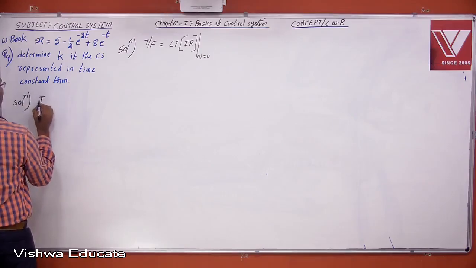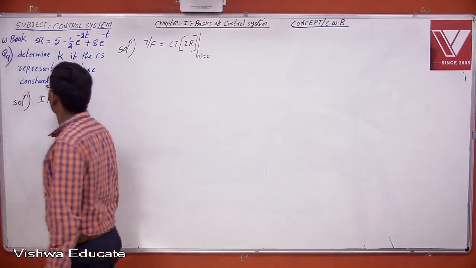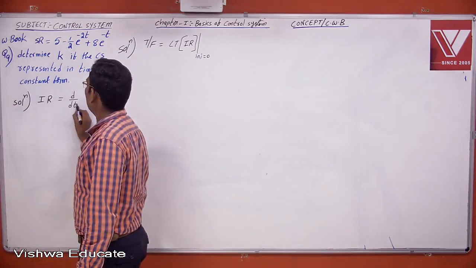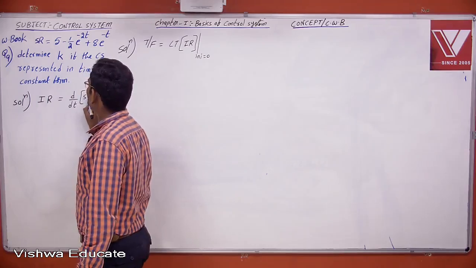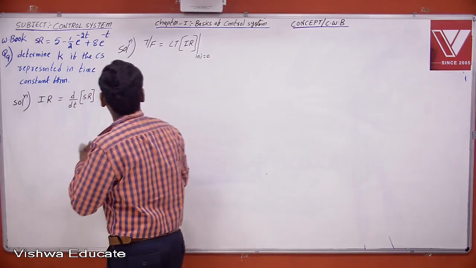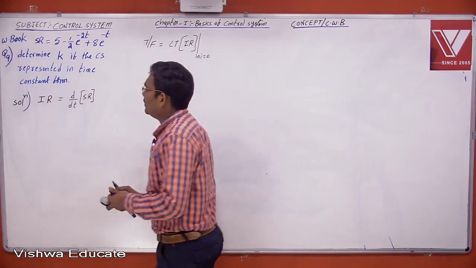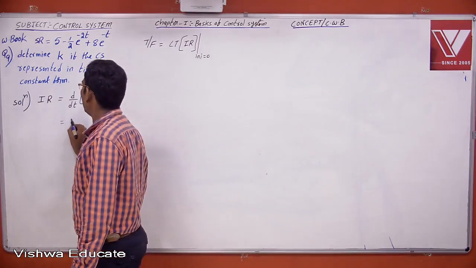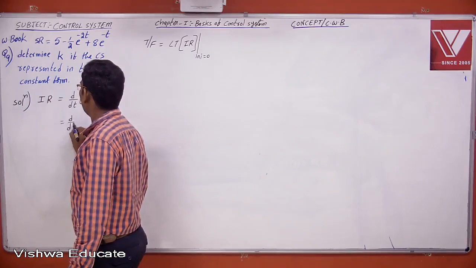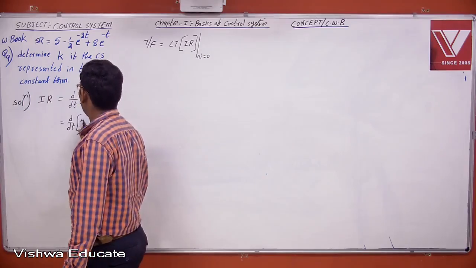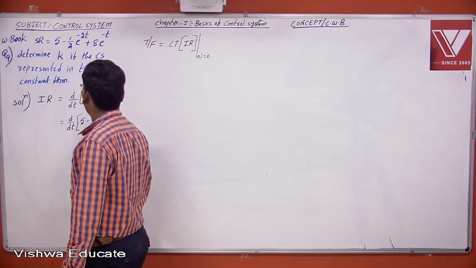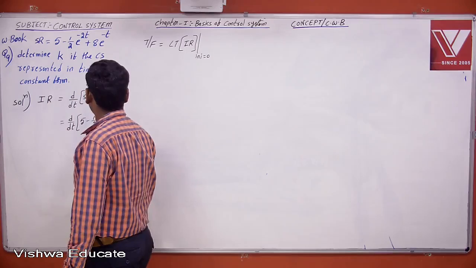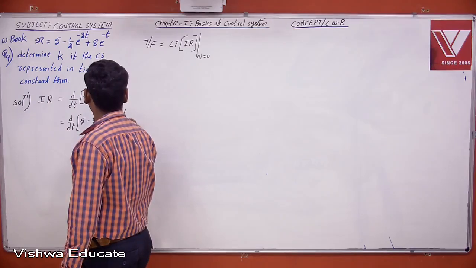Now the solution is: the impulse response is nothing but the derivative of the step response. If you differentiate the step response, then you can get the impulse response. Therefore, what is the step response? This is the step response. Now if you differentiate the step response, 5 minus 1 by 2 into e power minus 2t plus 8 into e power minus t.